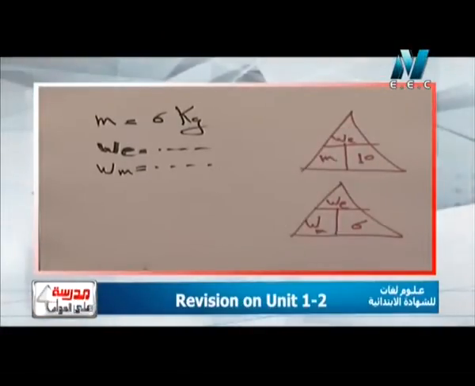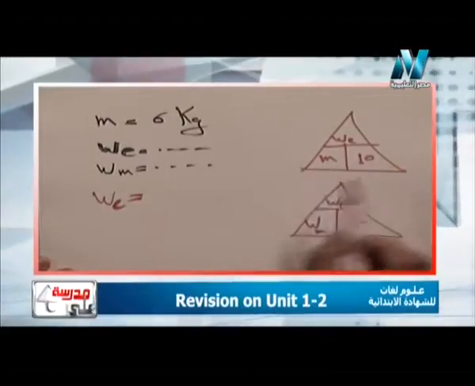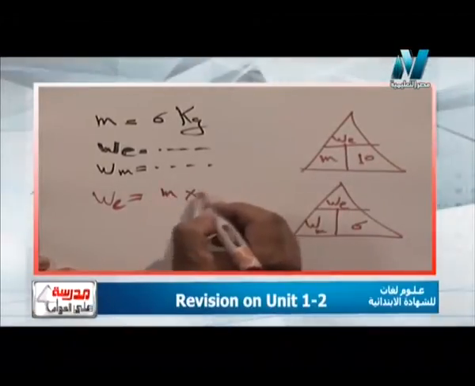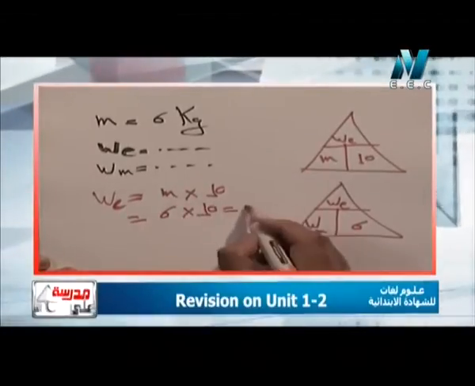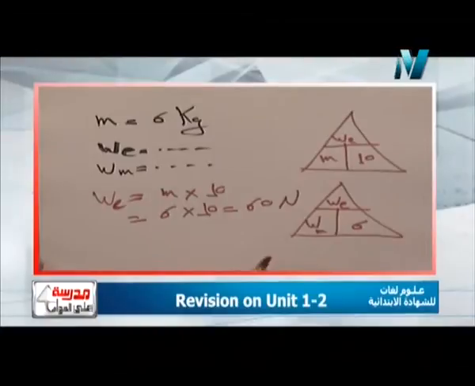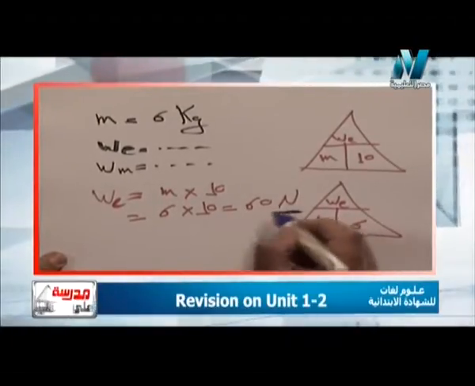So I need the weight on the Earth. Weight on the Earth equals, from the first rule, mass times 10. So it will be 6 times 10 equals 60 Newton. Surely we must write Newton in this problem because I need weight.